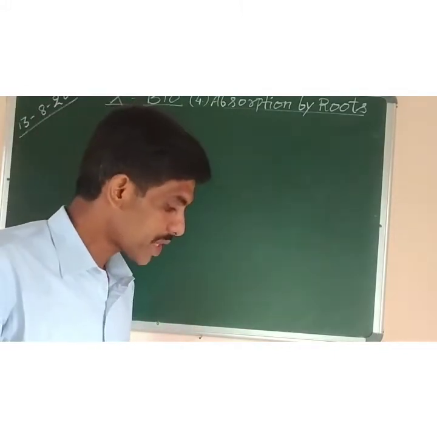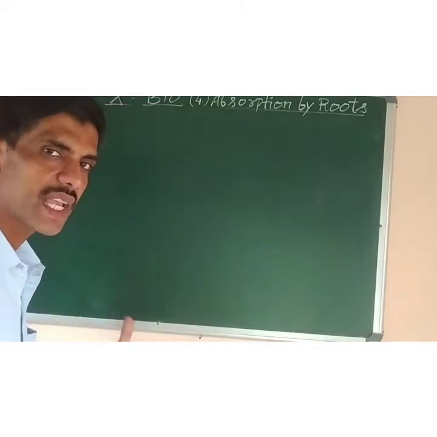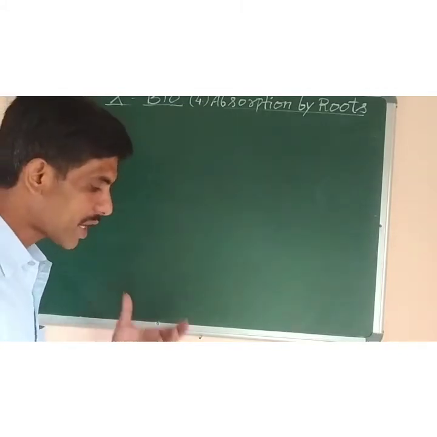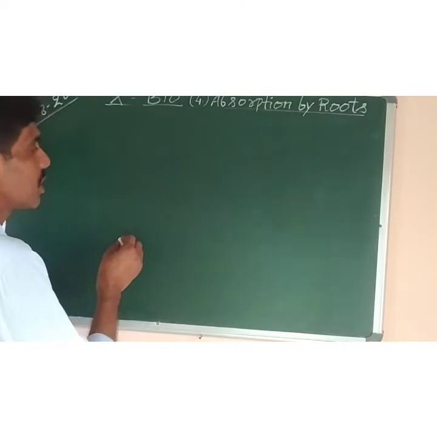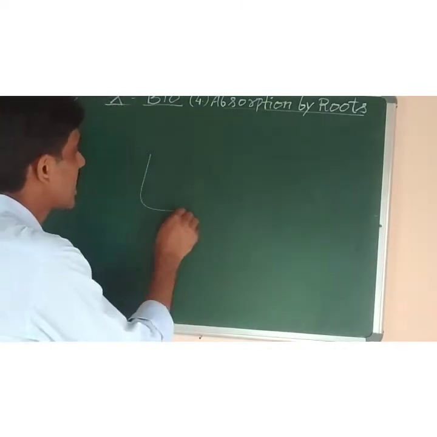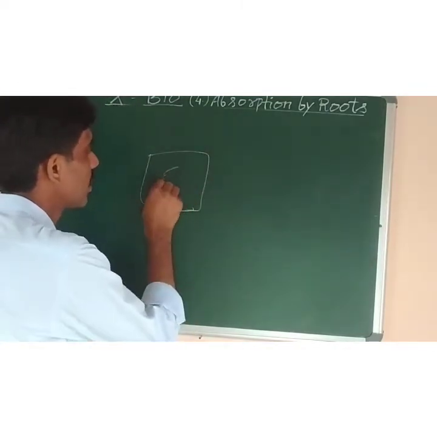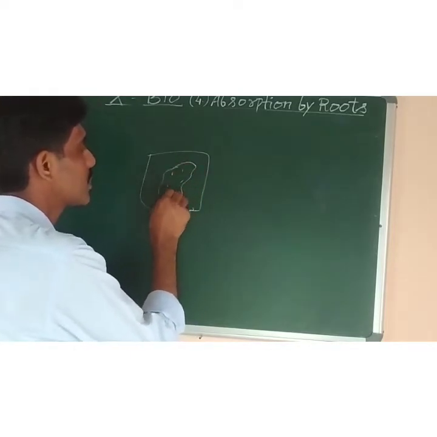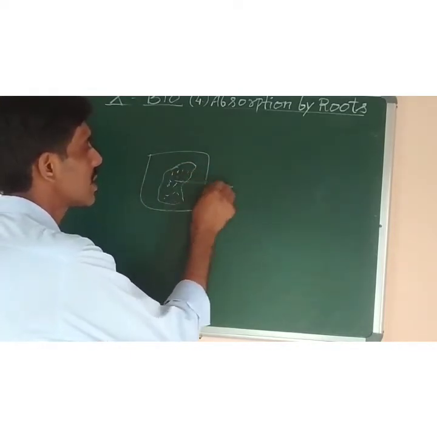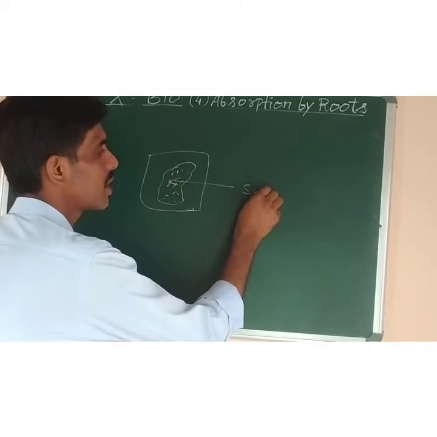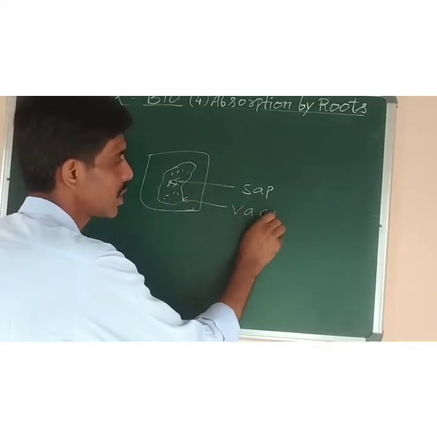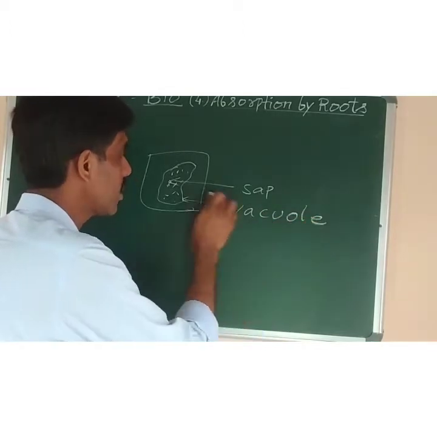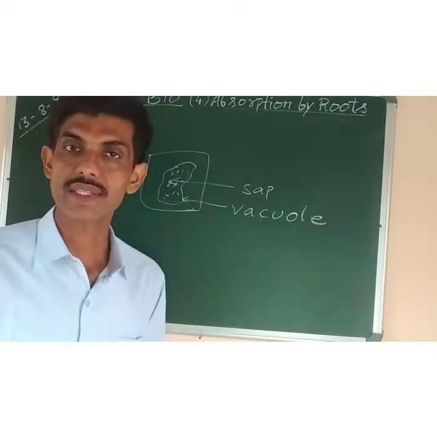What is osmotic pressure? The force exerted by the cell sap. What is that force and what is cell sap on the water molecules? You know that a plant cell contains a big vacuole or empty space which is filled with water and minerals. Those water and minerals are called sap. This one is the vacuole. V-A-C-U-O-L-E, vacuole. Vacuole is the empty space which is present inside a cell.